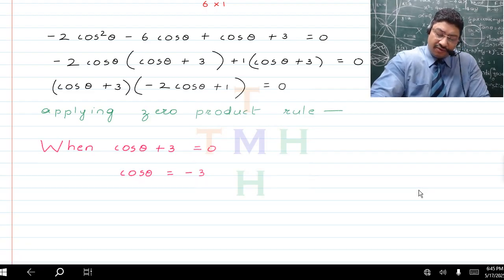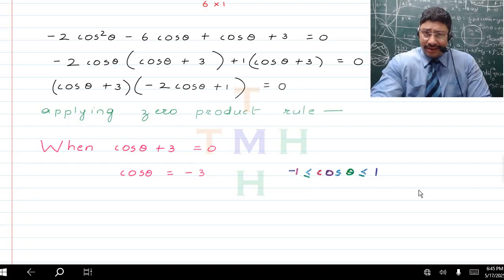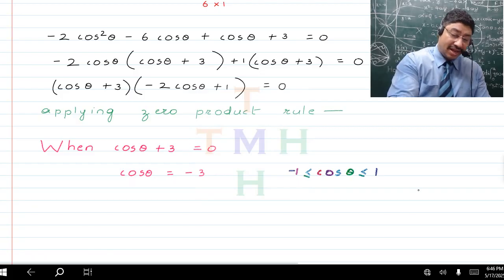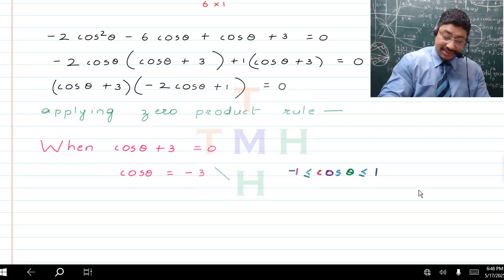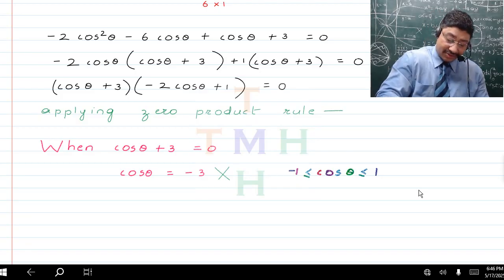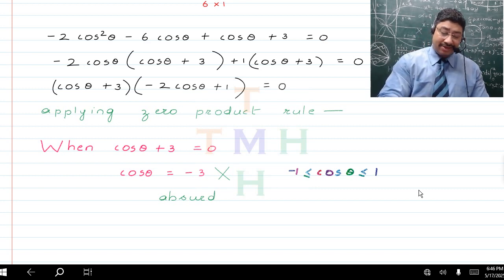If you talk about the value of cos theta, children, remember that cos theta varies between two values, that is minus 1 and 1. Never is it lesser than minus 1, nor is it ever greater than 1, right? So this value that cos theta is equal to minus 3 is actually a value that we can never consider to be correct. That is, this is an incorrect value, right? As such, this value of theta, which gives us cos theta to be minus 3, is actually an absurd answer, right?